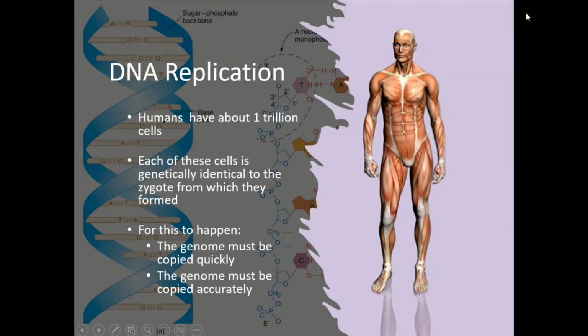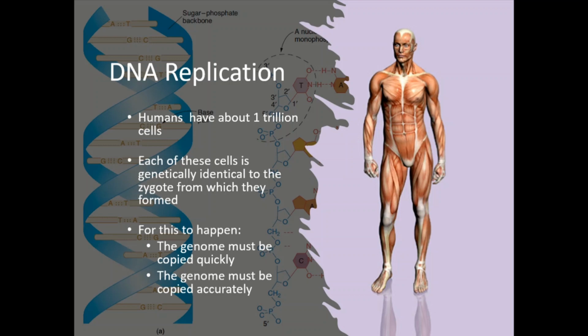So next topic is DNA replication. DNA replication is a very important process because it is involved in the formation of new DNA molecules from the parent DNA molecules. And this is the beauty of DNA replication, that in 1 trillion cells of a human being, each of these cells is genetically identical to the zygote from which they are formed.